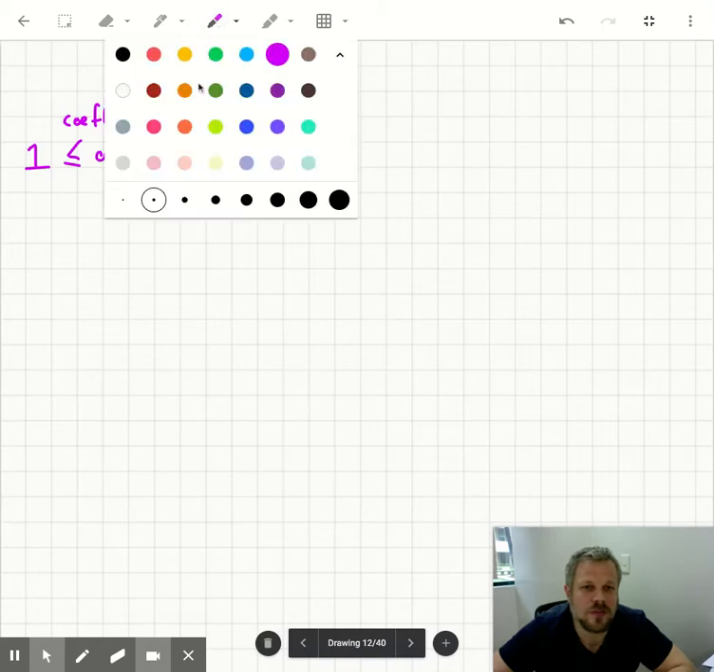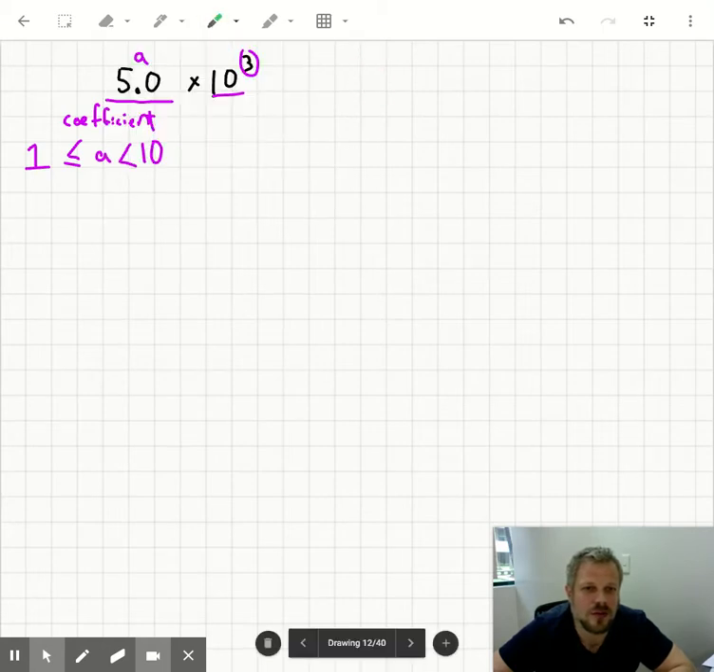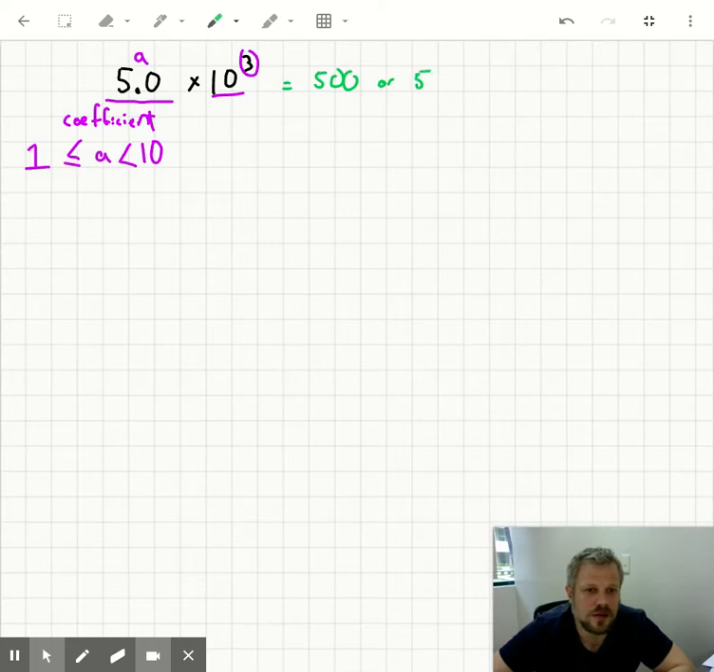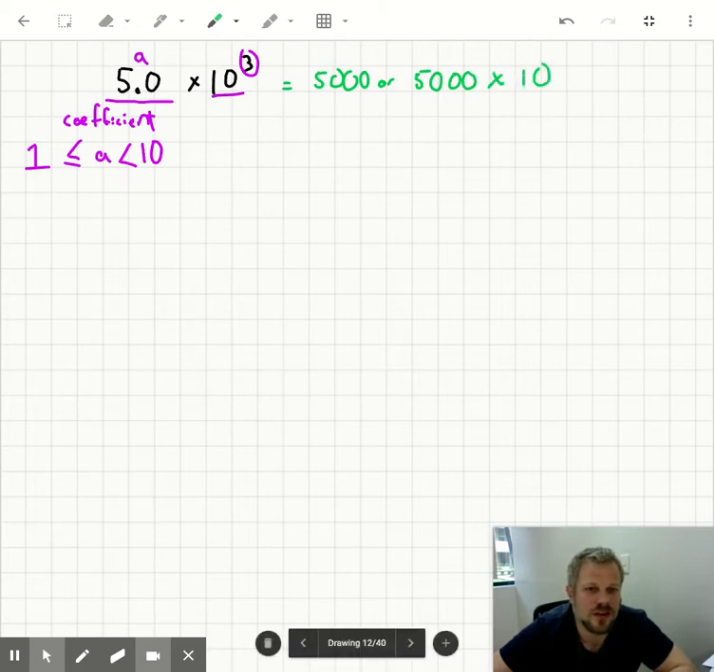So what are some equal values to this that are not in scientific notation? Well, first of all, we know this is 5 times, and this would be 3 zeros, right? 10 times 10 times 10. So this is equal to 5,000. Or we can say it is 5,000 times 10 to the, really what we did here is we multiplied this by 1,000, so we would have to divide this by 1,000. So that'd be 10 to the 0.